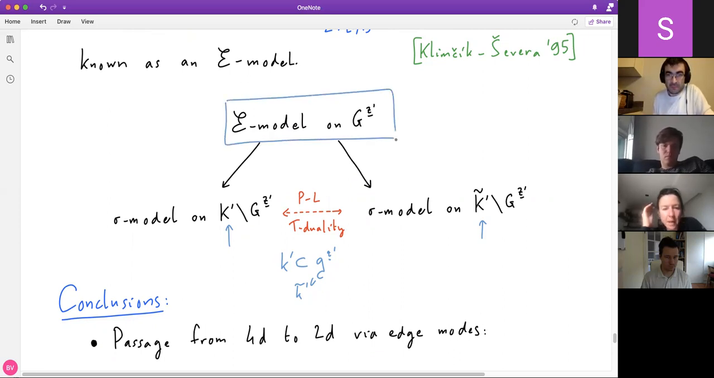But somehow K determines K tilde, right? And vice versa. Not necessarily. You can have other choices. Suppose you have another isotropic subalgebra, K double tilde prime, then this will give you another model, and this will be T-dual as well. Okay, maybe I don't understand how your T-duality works. Okay. You have chains of non-abelian T-dualities.